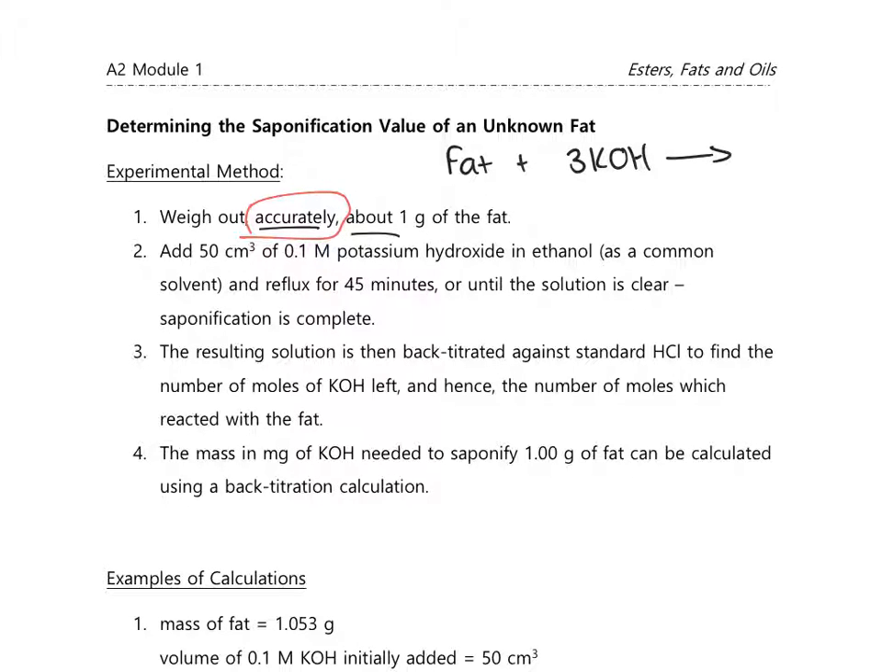Then you add your potassium hydroxide. Tends to be 50 centimetres cubed of this concentration, which is 0.1 potassium hydroxide, in ethanol. It says there as a common solvent. What do I mean by a common solvent? It's dissolving it, isn't it? What does it mean, common solvent? It's common, you find that in most places.